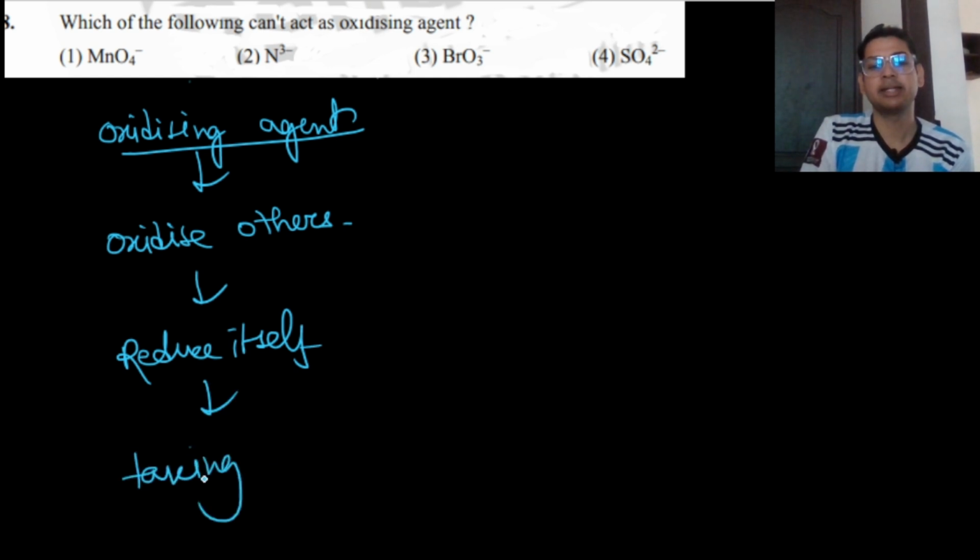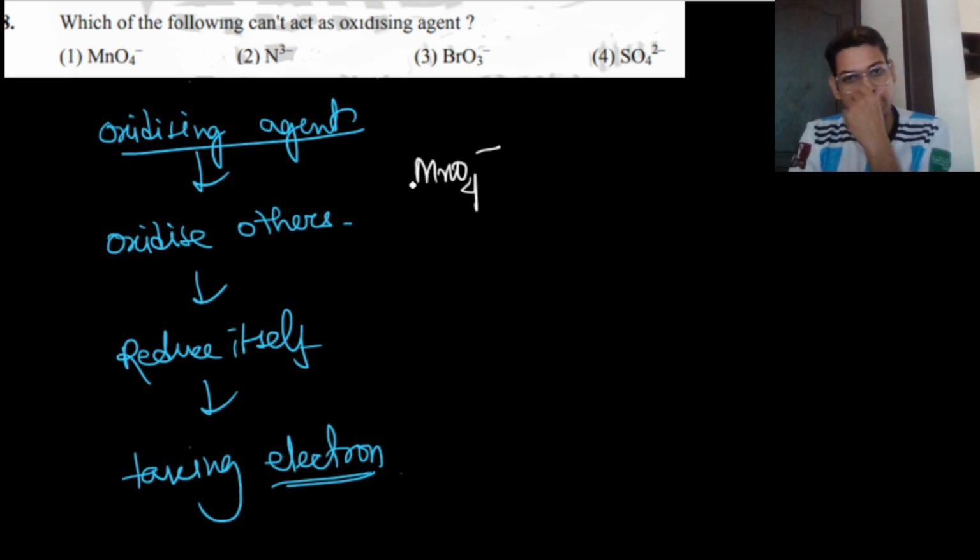They are asking for the oxidizing agent. Oxidizing agent means it will oxidize others. If it is oxidizing others, then it will reduce itself. And reducing itself means it will take electrons.